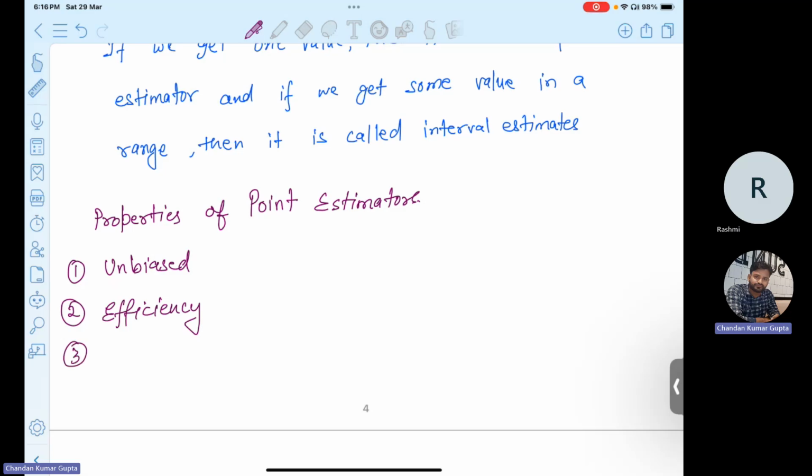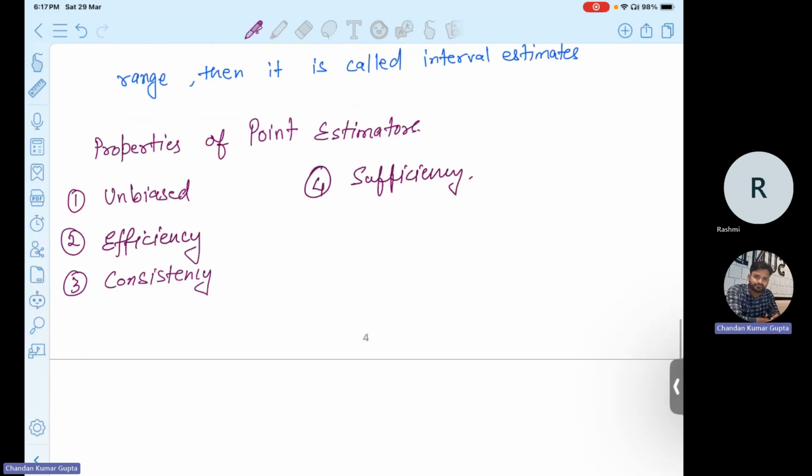Efficiency, consistency, and sufficiency. These are some of the properties a good estimator has. Okay, if an estimator is good, then it must be unbiased, it is efficient compared to the other estimators, it is also consistent in nature, and it is sufficient. Okay, so let's discuss these properties one by one.